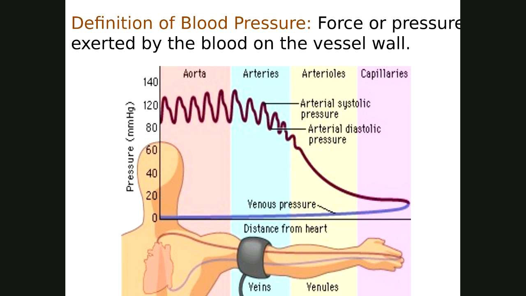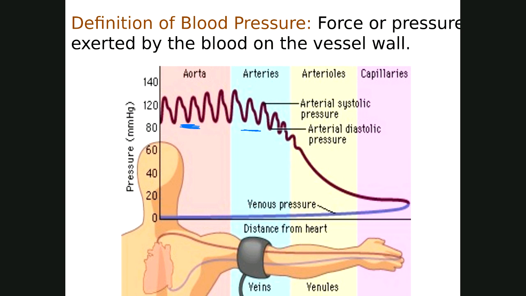Now let us see this part. Here you can see that the aorta has the maximum amount of pressure, because that's the largest artery, and it has maximum pressure development. And then come the arteries. In the arteries, the pressure will be lower.